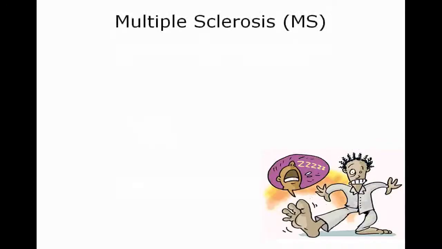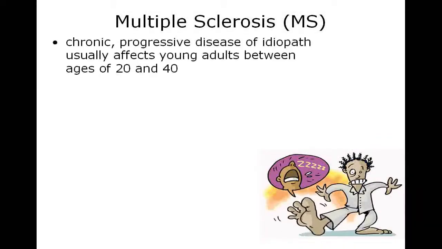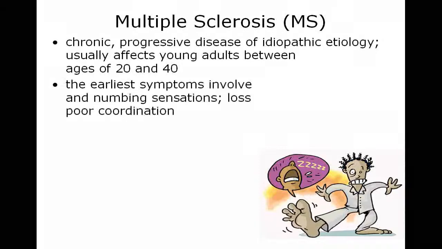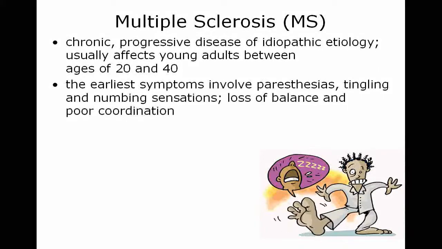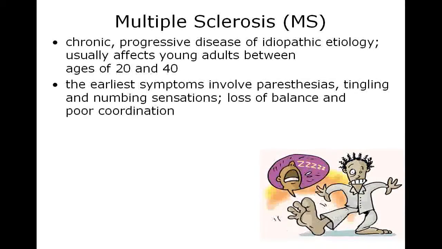I want to add one more condition, or at least one more. Multiple sclerosis that we talked about in an earlier chapter. Chronic progressive disease, idiopathic etiology, usually affects young adults and usually women between the ages of 20 and 40. The early symptoms involve paresthesias of the limbs like the feet or the legs, tingling and numbness sensation, loss of balance and poor coordination.